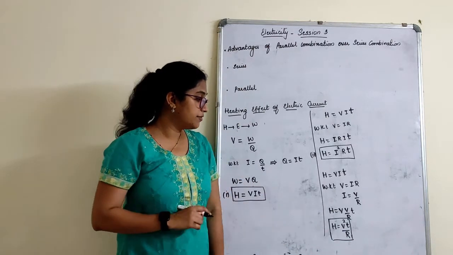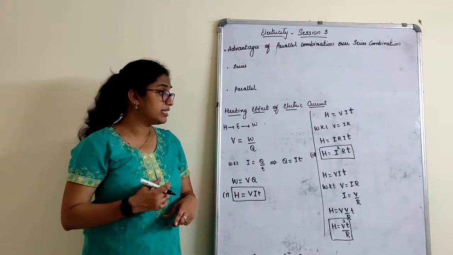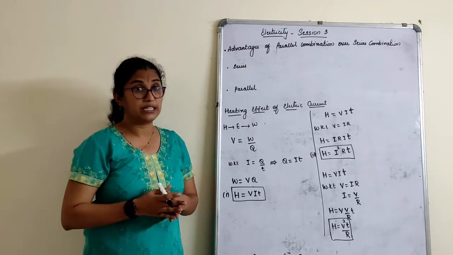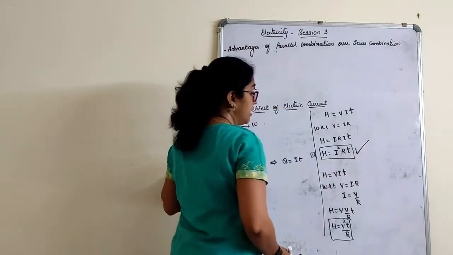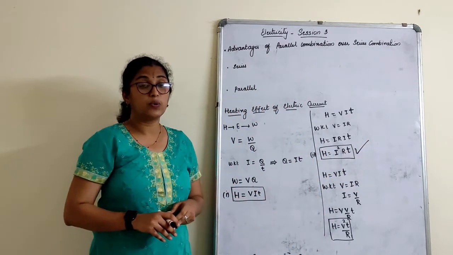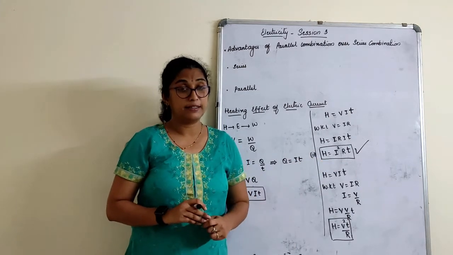Okay, this is another formula if I do voltage, time and resistance. That means we derived three different formulas for heat here. In that, this one is very important. That is H is equal to I square RT, also called Joule's law of heating.